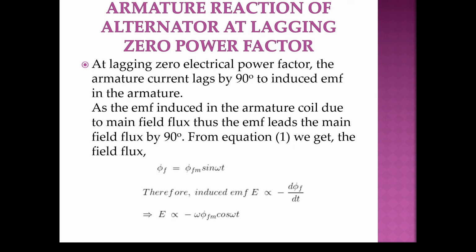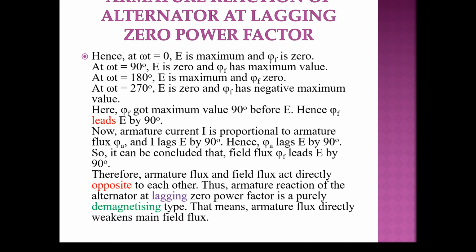As EMF induced in armature coil is due to main field flux, EMF will lead the main flux by 90 degrees. So phi f is phi fm sin omega t. We know this equation. So E is proportional to minus d phi f by dt according to Faraday's law. So E is proportional to what? Minus omega phi fm cos omega t.